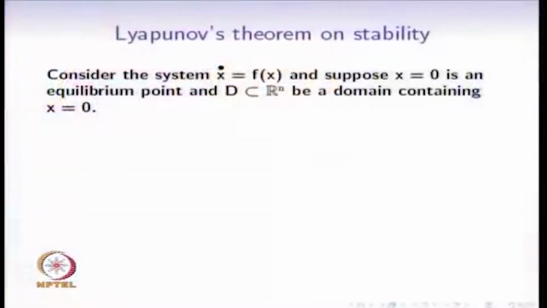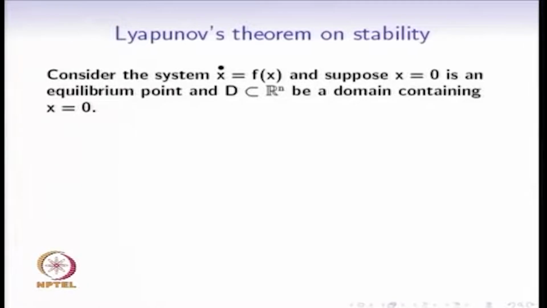So in the last class we just saw the definition and the statement of Lyapunov's theorem on stability and asymptotic stability. We also saw an outline of the proof. Today we will do a very quick review of the theorem statement, and we will proceed with the proof for both stability and asymptotic stability.